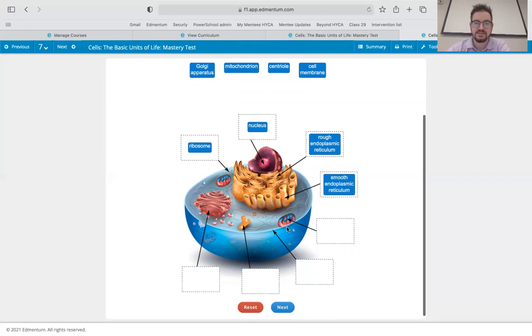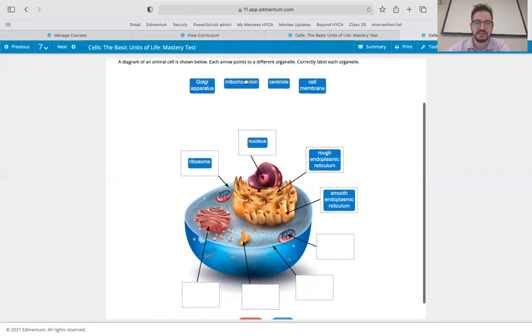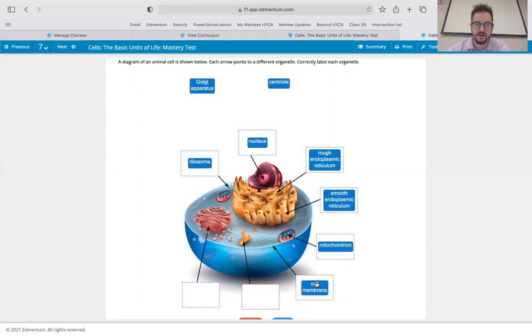The powerhouse of the cell, what makes all the energy, is this shape right here, it's the mitochondria, all right? The cell membrane, this outside wall, okay? The Golgi apparatus is going to kind of look like the ER. It's also going to be responsible for transporting stuff, but it's over here.